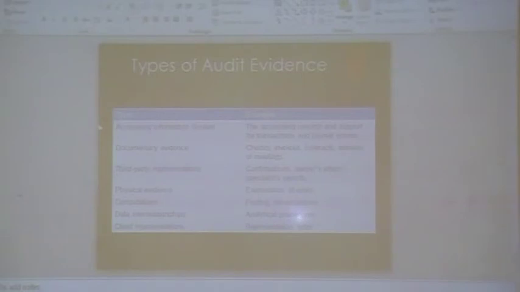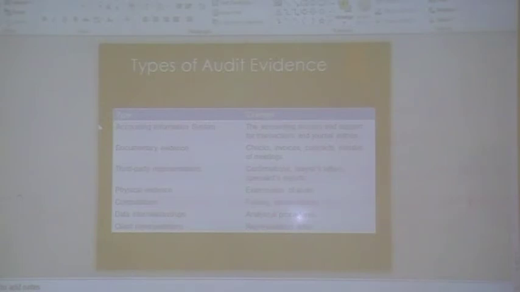Third-party representations, confirmation, lawyers' letters, specialist reports. And what you send to the solicitor and the lawyer, you get a confirmation from the company solicitor that there's no litigation taking place against the company. There's actually no claim in against them at a particular point, which could impact on your opinion. Okay? And physical evidence, examination of an asset. You should actually go out to the client and look at the assets in their balance sheet. You go out there and you actually ask them to physically see those assets.